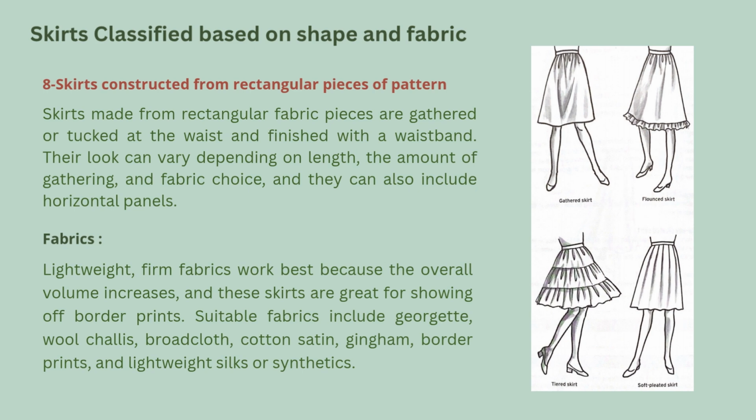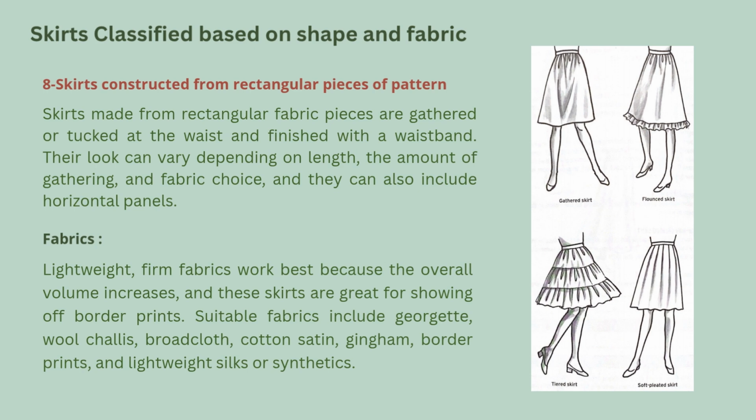The next group of skirts are the ones constructed from rectangular pieces of pattern. These rectangular pieces of fabric are gathered or tucked at the waist and finished with a waistband. Their look can vary depending on the length, the amount of gathering, and fabric choice, and they can also include horizontal panels. As you see in this image, we have gathered skirts with gathering below the waist, a flounce skirt which has a ruffle at the bottom, a tiered skirt which has horizontal panels, and a soft pleated skirt which again is a piece of rectangle pleated at the top to fit the waist.